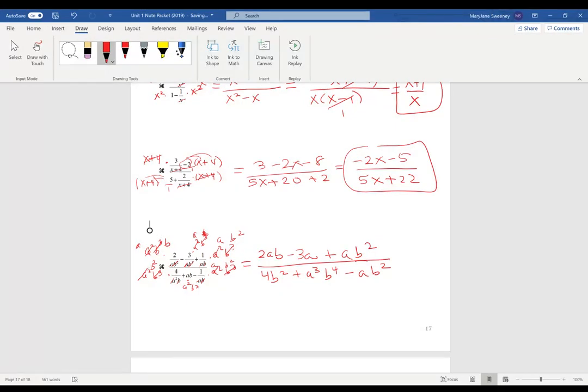No like terms on top to combine, no like terms on the bottom to combine. On the top, let's see, we could factor out an A, but on the bottom, we can't factor out an A. So nothing's going to cancel. So that's it.